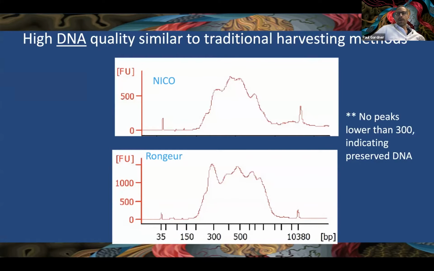And the question I wanted to know is, I'm used to grasping it with a rongeur and carefully taking out the tumor and preserving the cells. Is this NICO chopping it up? Is this affecting the quality of my DNA?